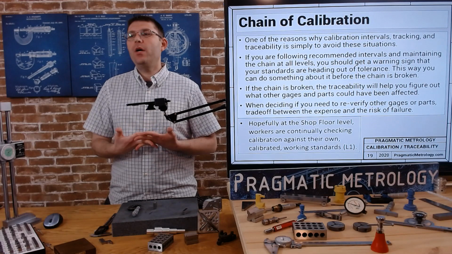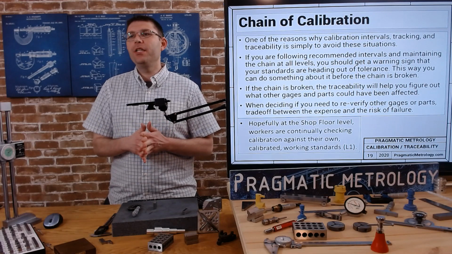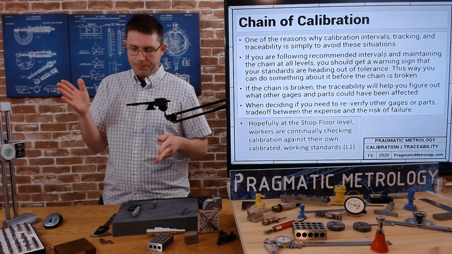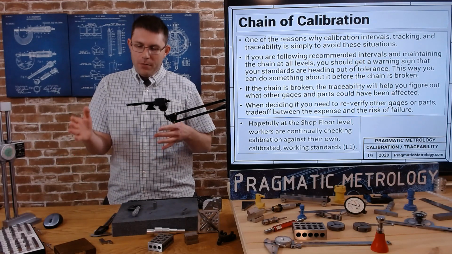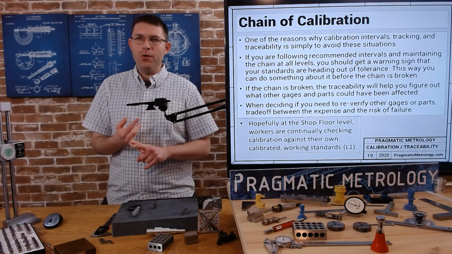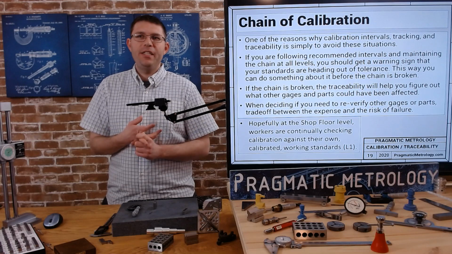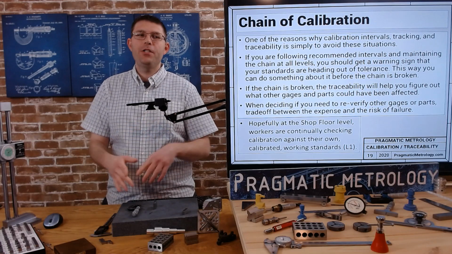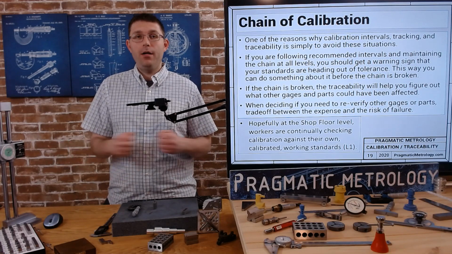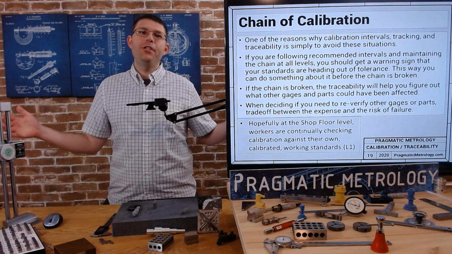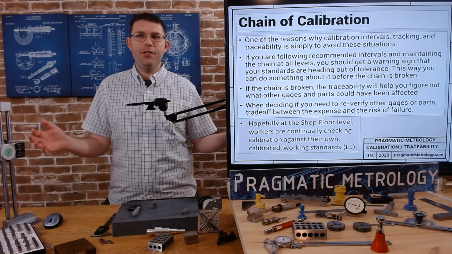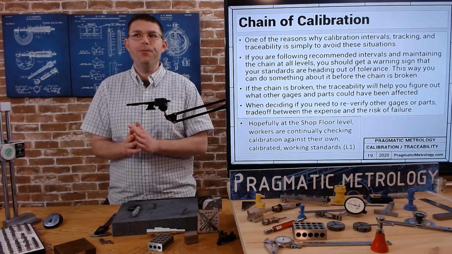So one of the reasons for calibration intervals, tracking, and traceability is simply to avoid these problems. You're basically saying, we figured out if we measure the calibration of this gauge at this interval, it always maintains calibration. If it always maintains calibration, we don't have to do these investigations, which is great. If you extend calibrations and then they fail, well, then you've got to do investigations. So you shorten them to make sure you don't.